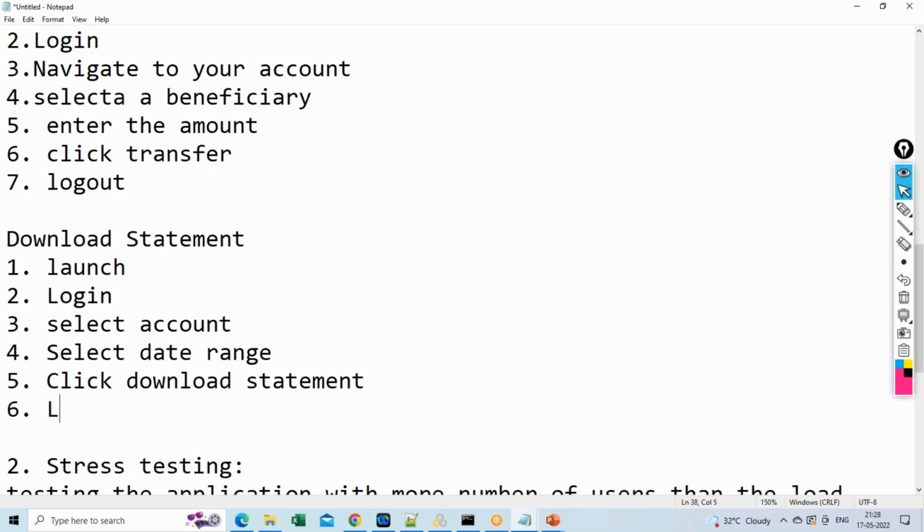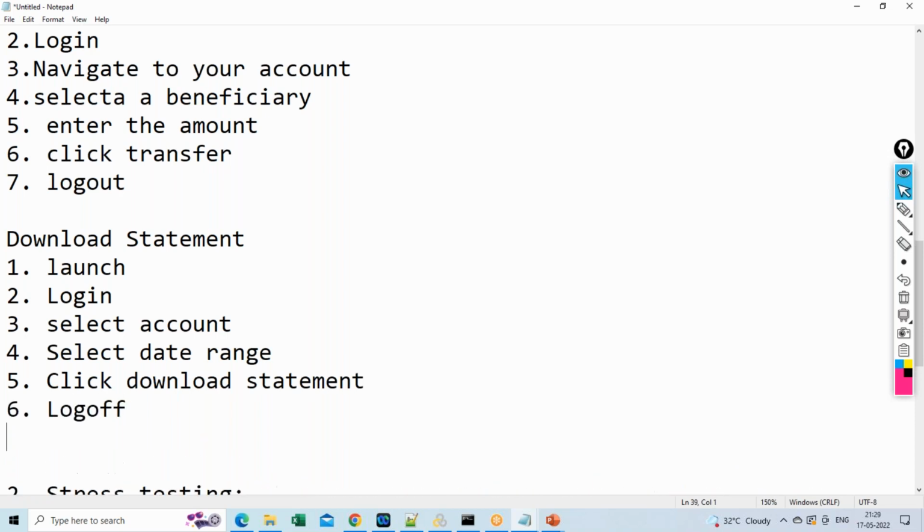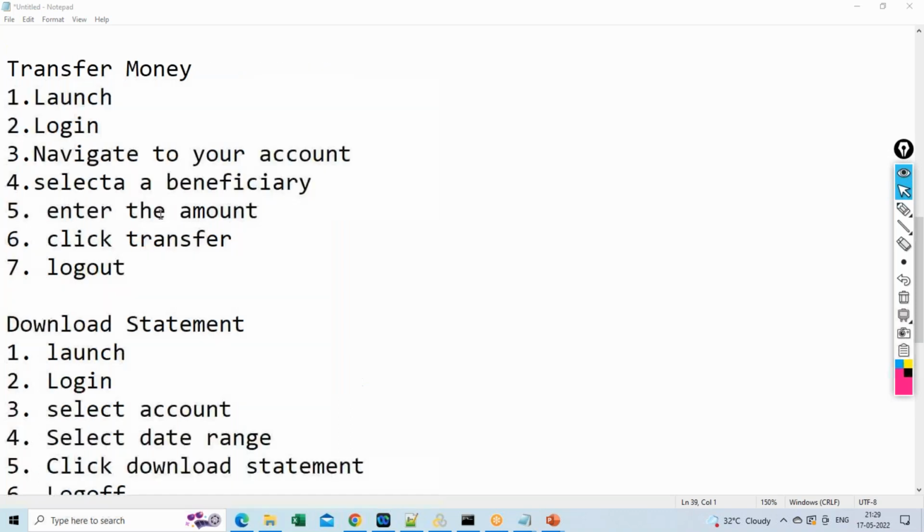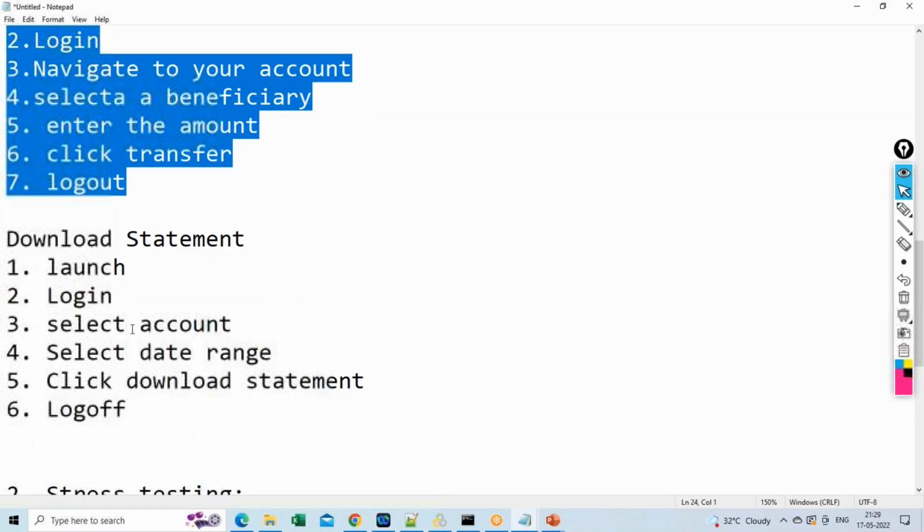Okay, and then log off. So these are possible steps for download statement. So we are testing these steps, guys. So when I say we are doing a load test for these scenarios, indirectly we will be performing these steps.